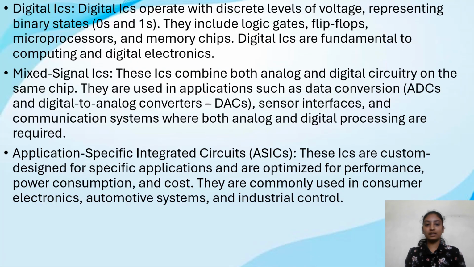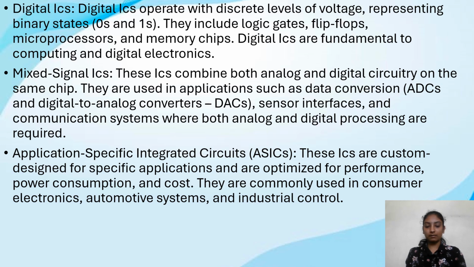Digital ICs. Digital ICs operate with discrete levels of voltage representing binary states, zeros and ones. They include logic gates, flip-flops, microprocessors, and memory chips. Digital ICs are fundamental to computing and digital electronics. Mixed signal ICs. These ICs combine analog and digital circuitry on the same chip. They are used in applications such as data conversion, sensor interfaces, and communication systems where both analog and digital processing are required.